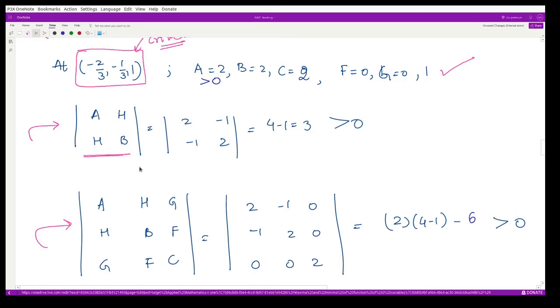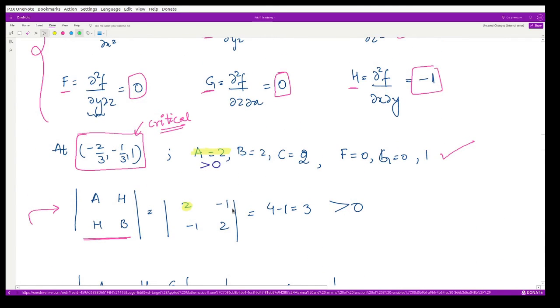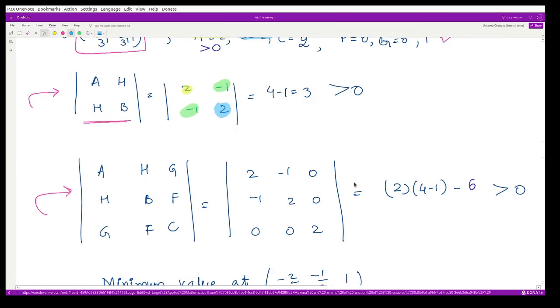The formulas for which are the determinant of a, h, h, b. So we have just listed the values here. The value of a was 2, so this is 2 here. The value of h, that was equal to minus 1 actually. So using this expression you have the value of h as minus 1, and then the value of b is equal to 2, so that means you have 2 here. Okay, so you solve this and you obtain the value as positive.